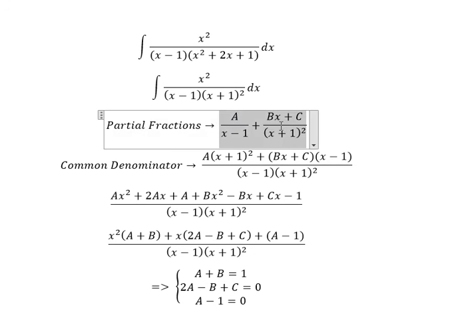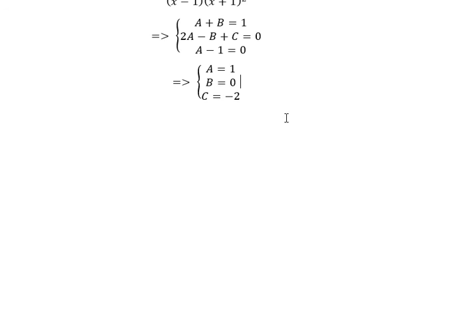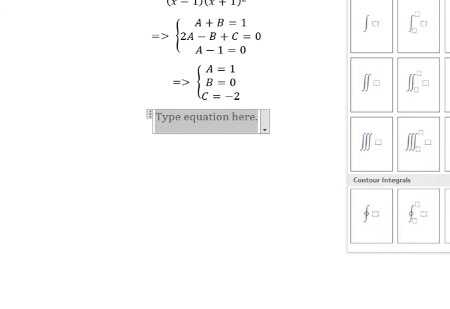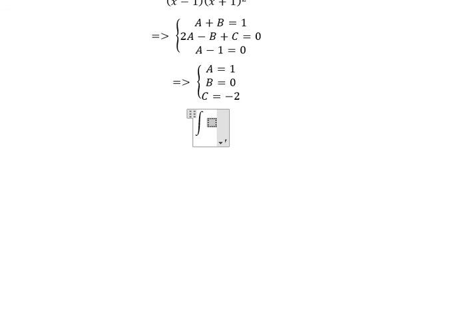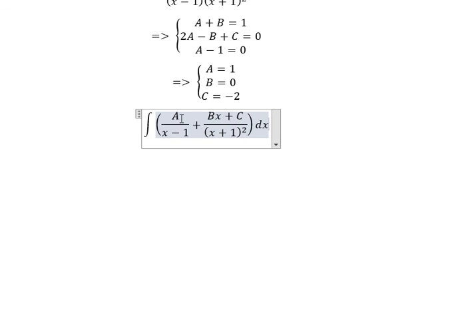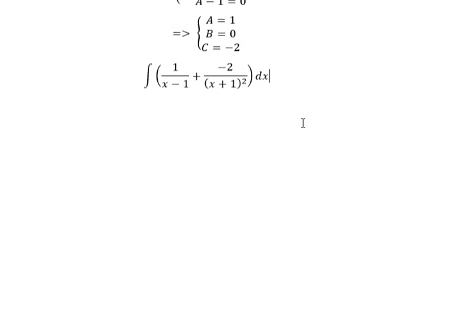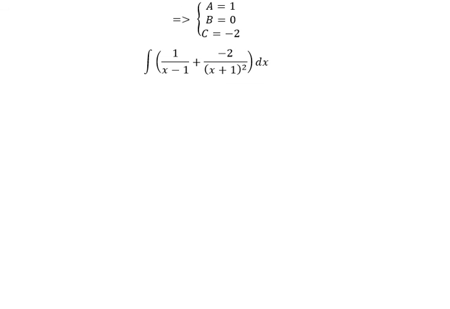And so we input the numbers in here. A should be number 1. C is negative number 2. This one you got 0 in here. And now we can get the final answer.